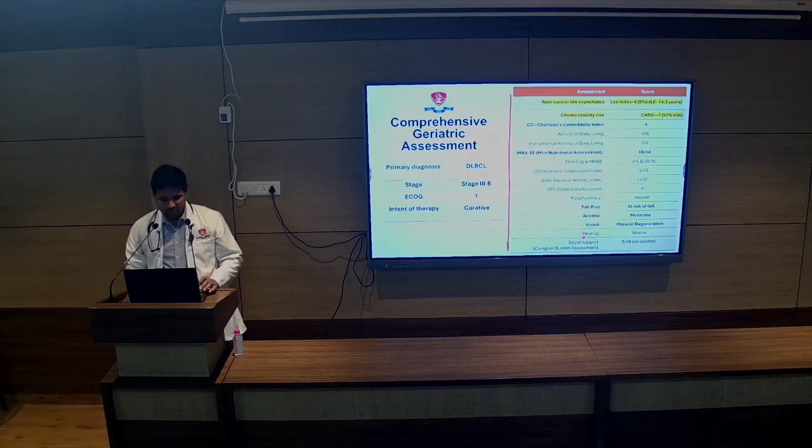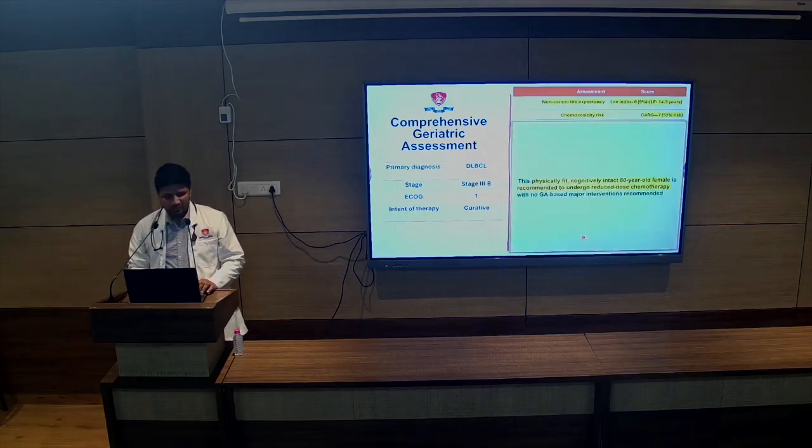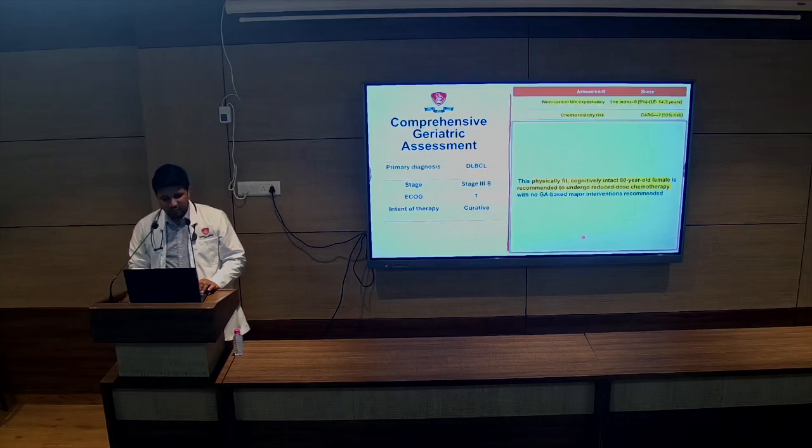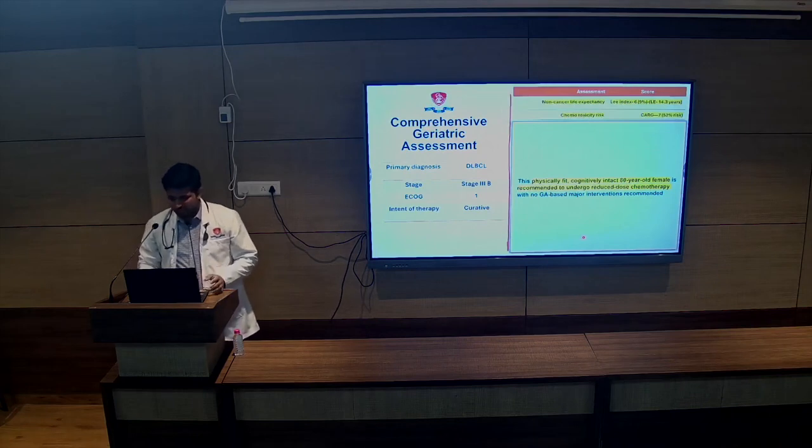Similarly, we have assessed multiple other domains and concluded that this patient is a physically fit, cognitively intact 80-year-old female, and recommended that the patient can undergo chemotherapy, with no major geriatric assessment based intervention required. With this, the patient was referred back to medical oncology.